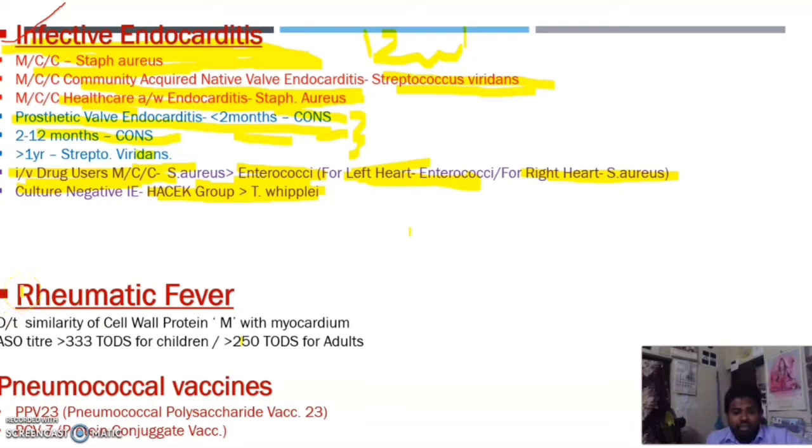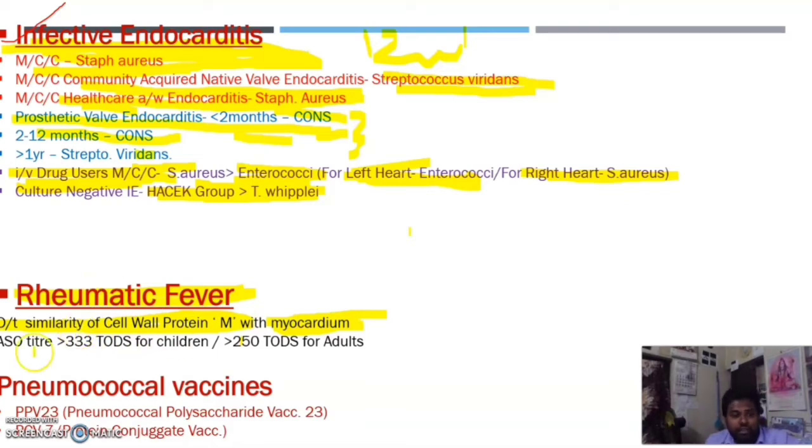Now we'll go to rheumatic fever. Very short discussion about rheumatic fever. Rheumatic fever is an autoimmune disease, and it occurs because the cell wall M protein of the group A beta hemolytic Streptococcus, after a URTI, an upper respiratory tract infection, mimics your myocardium phospholipids. So that's why antibodies are generated, which also attack your myocardium.